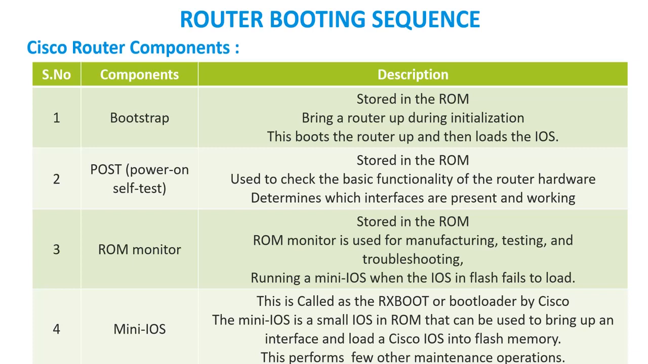User execute mode. You will see ROM monitor mode and a greater than symbol. And Mini IOS, so the RxBoot or bootloader by Cisco. When the IOS is corrupted and we don't have any options, then we have to go for a Mini IOS. So apart from the normal operations, it is also performing additional maintenance related activities.